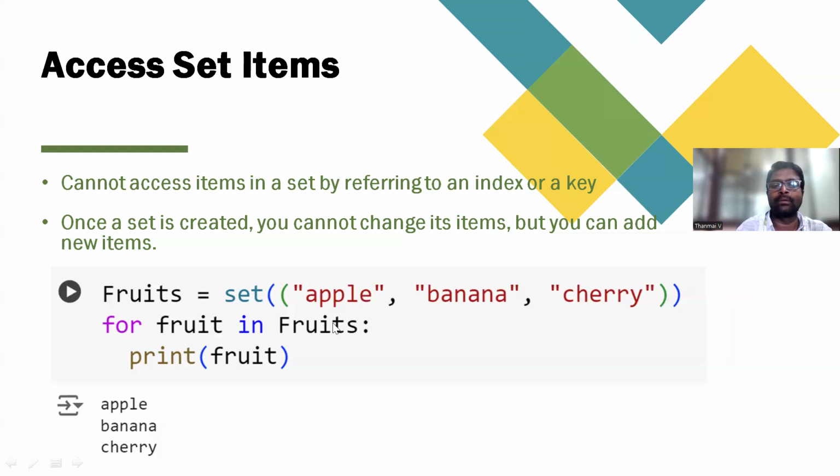So for fruit in which set these fruits are available. What is the name of the set? Fruits, colon, and I'm trying to print it. So print fruit in fruits. In the fruits, the first element apple will be assigned to the fruit variable and that will be printed. Next, it moves to the next element, banana. Banana will be assigned to fruit and printed. Next, it moves to cherry. Cherry will be assigned to fruit and printed. So finally your output will be apple, banana, and cherry.